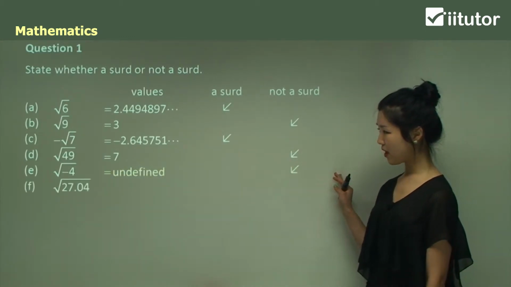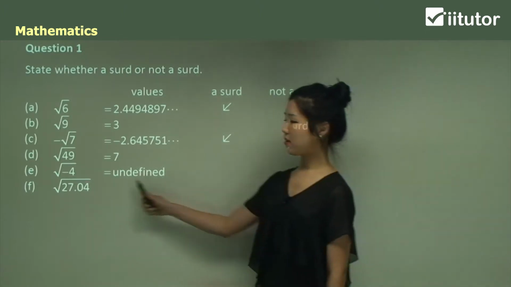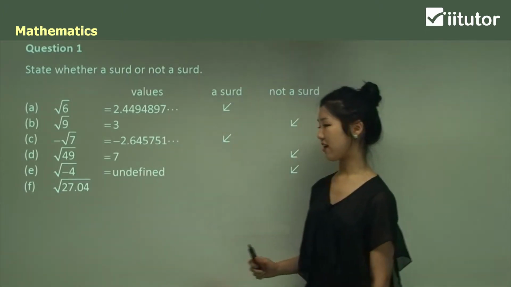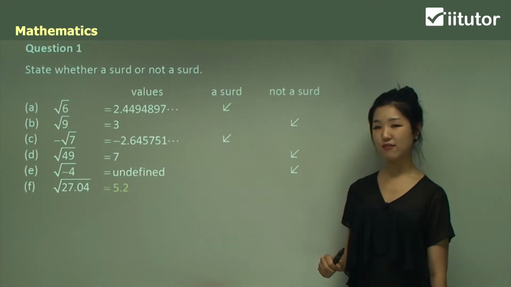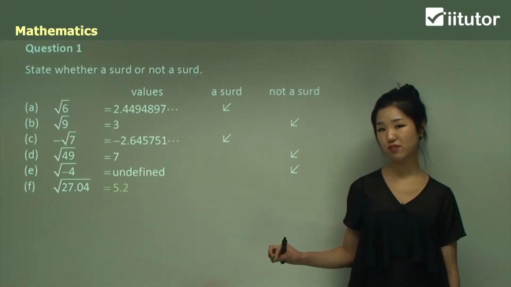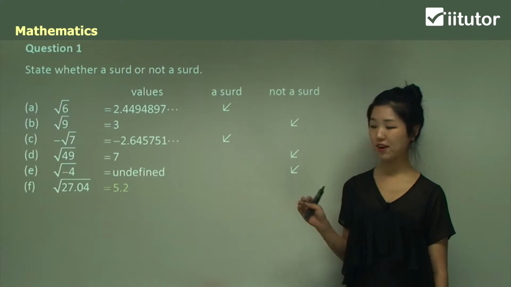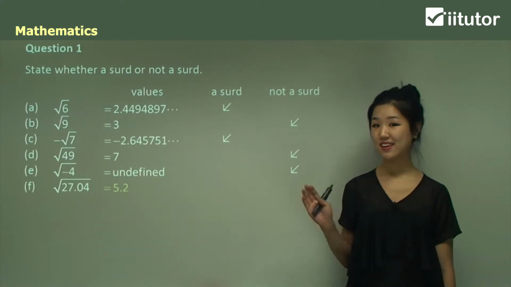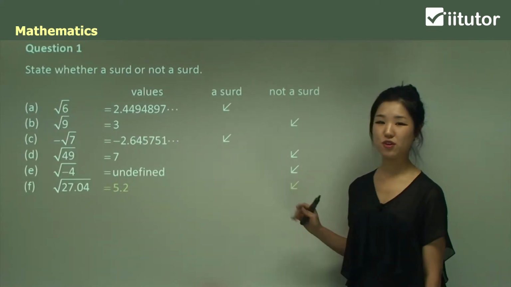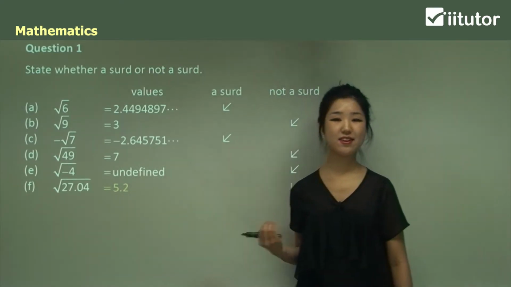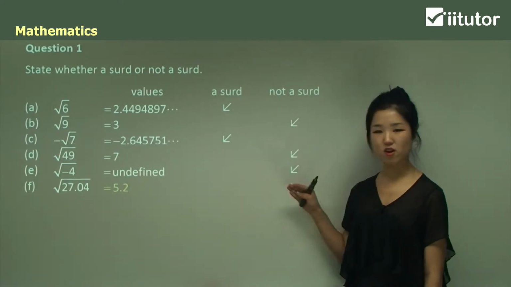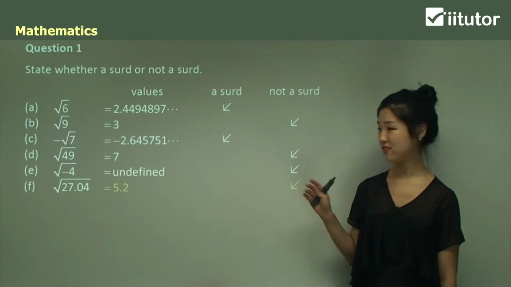Now F again, put this in your calculator and check. You're going to get 5.2. Now guys, ask yourself, is 5.2 convertible into a fraction? Can we change that into a fraction? Yes, it is. So therefore this is also not a surd because we can get rid of the root and we can write it like that as an exact form. It doesn't go on and on infinitely. So that's why it is not a surd.